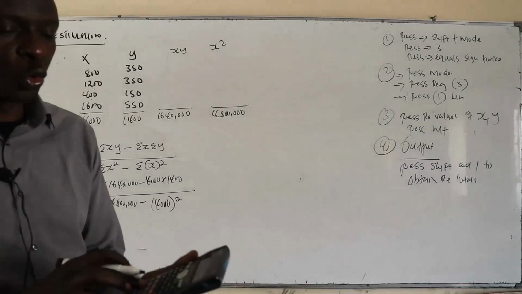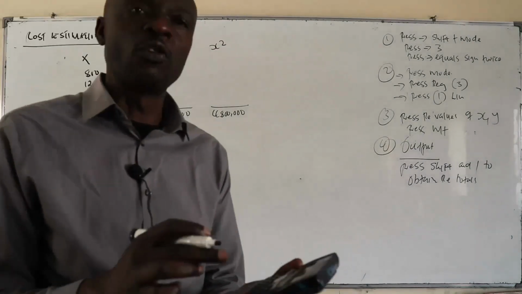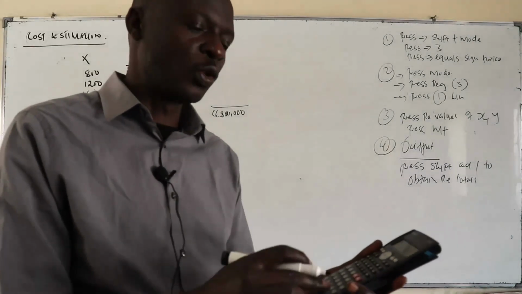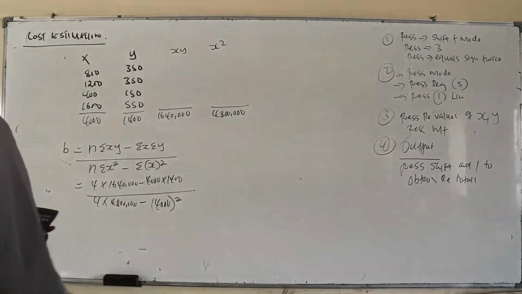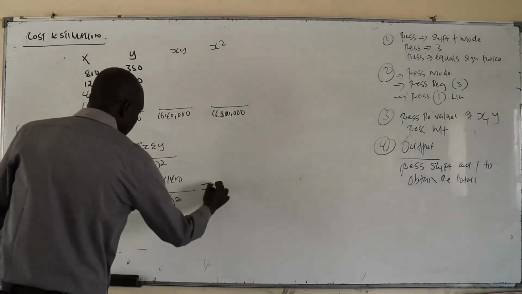Shift, now you press 2. You scroll until you get the value of B. B is under 2, you press 2, which is equal to 0.3. So our B here is equal to 0.3.